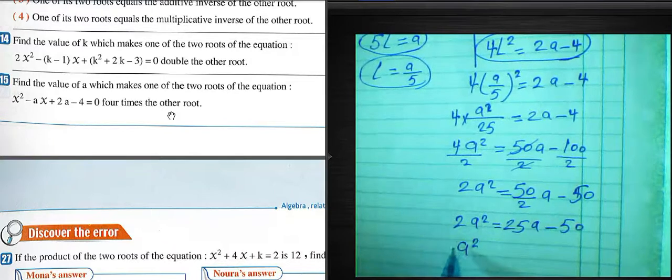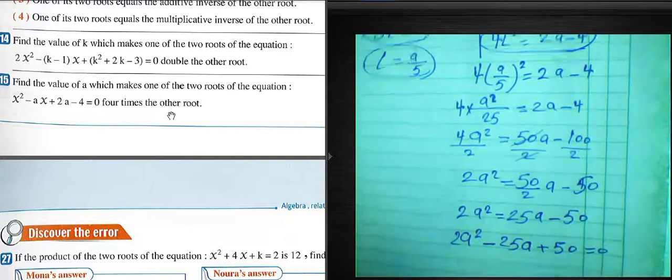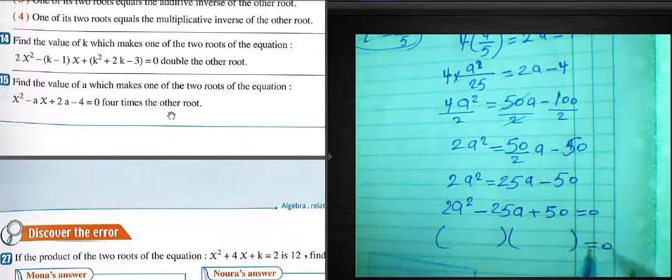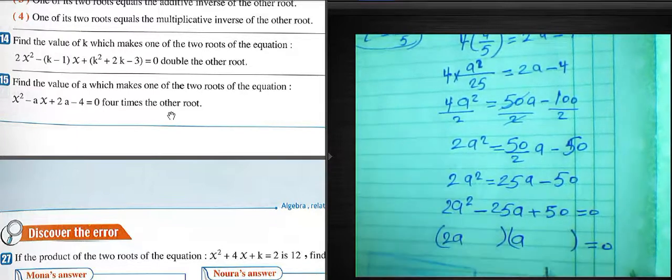We can write 2a power 2 subtract 25a plus 50 equals 0, and we can factorize it. 2a multiply a. 50 can be found by 5 times 10 or 2 times 25. We must find the result will be 25 here.